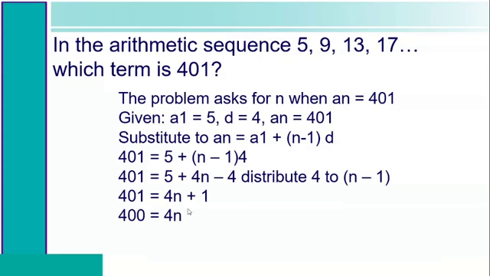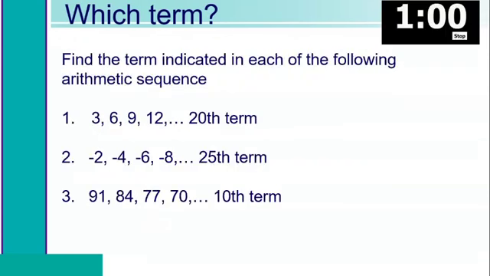What we will now do here is subtract 1 in here, and if we do subtracting here, we should also be doing that at the other side. So 401 minus 1 is equal now to 400. So we will now simplify. 4n divided by 4 is equal to n, and if we divide at this side, we should also divide at the other side. So that is now equal to 100. So 401 is the 100th term.